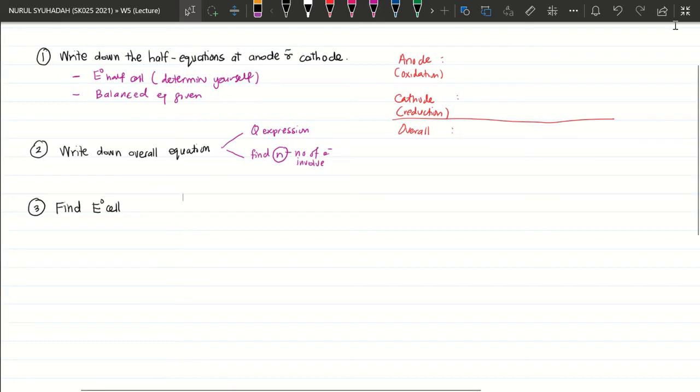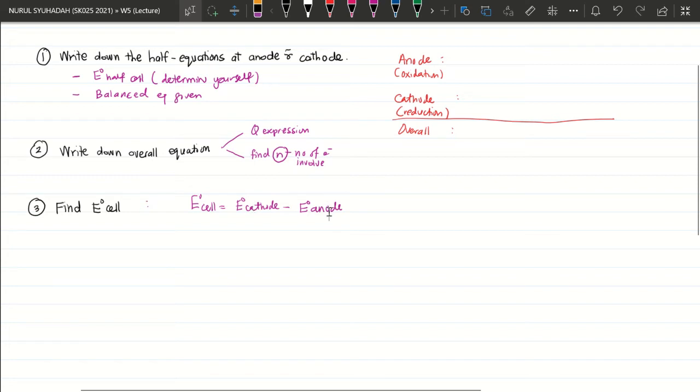Okay, the third step is to find the E0 cell. How are you going to find the E0 cell? By using the equation, the E0 cell equation, which is E0 cell equals E0 cathode minus E0 anode.